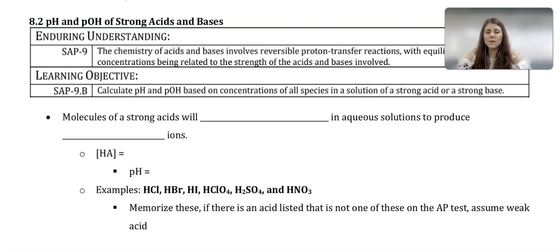In this lesson, we're going to talk about objective 8.2, pH and pOH of strong acids and bases. The objective states that we should calculate pH and pOH based on concentrations of all species in a solution of a strong acid or strong base.